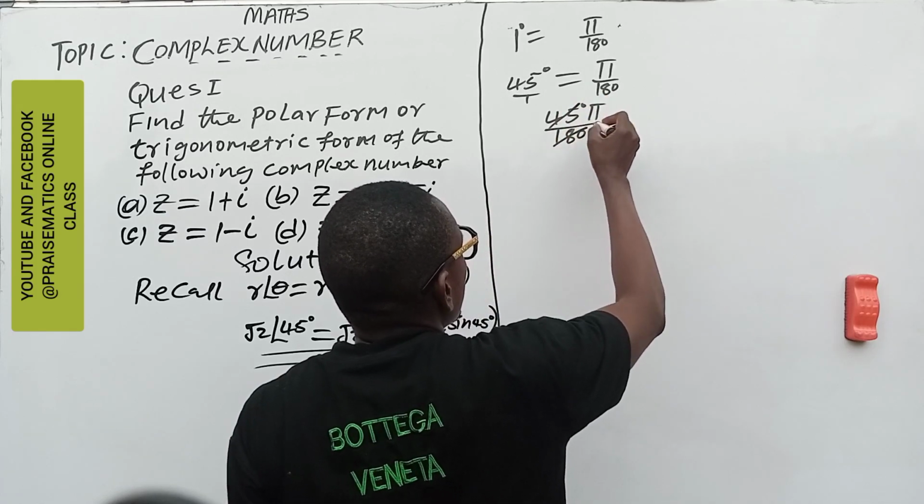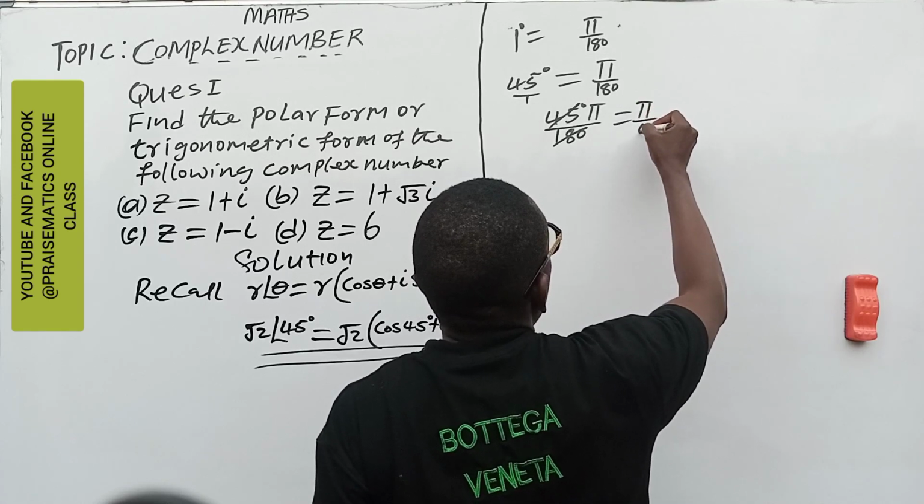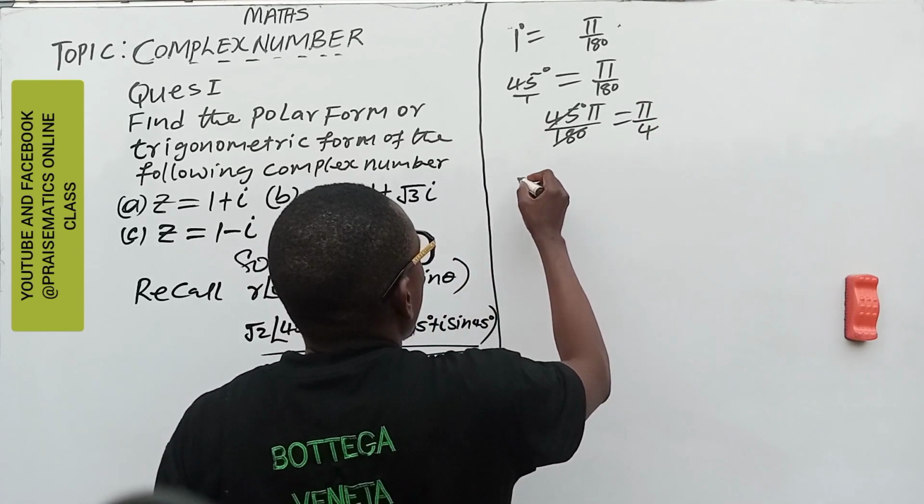This goes to this, this goes to this. We are left with what? That this is equal to what? Pi over 4.